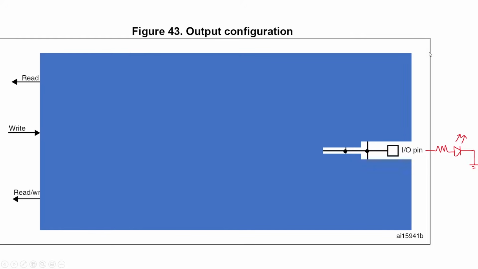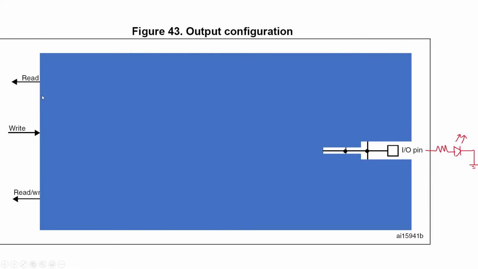Whatever is happening inside this black line is happening inside the microcontroller, and the rest is outside the microcontroller. So we have a resistor and an LED, and that is connected to ground. On the very left, you have read, write, and read/write. Those are the three things you can do with your GPIO port.